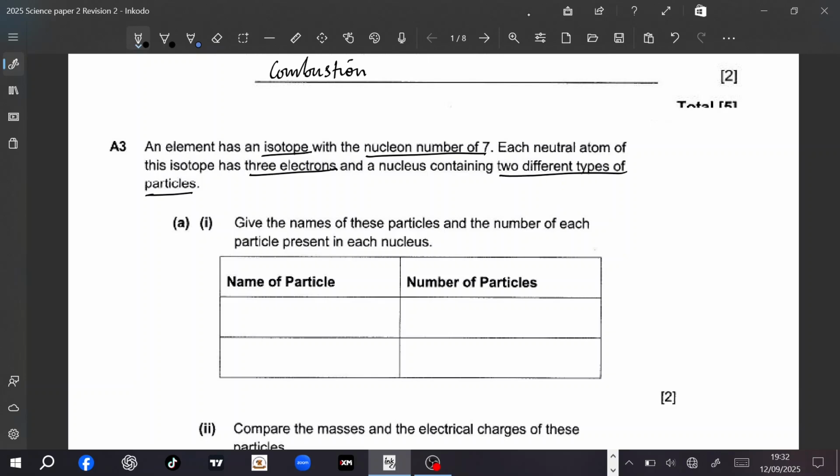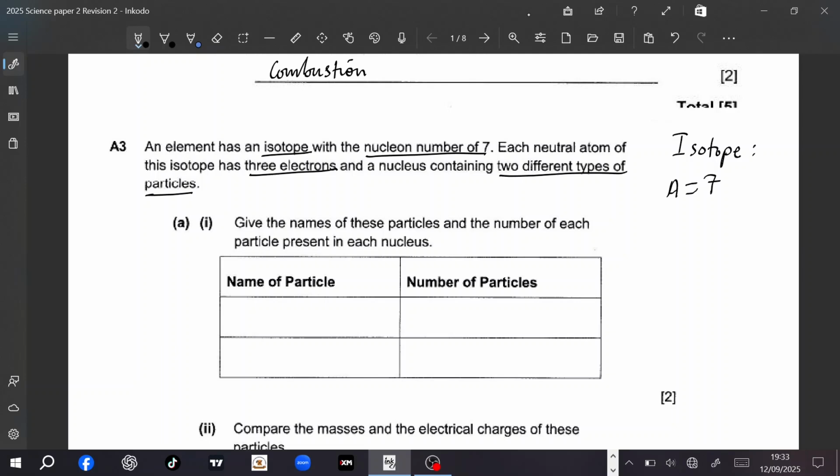In this statement itself, we have gathered that we have an isotope, and then we need to understand what isotopes are. Then this isotope that we have, it has a nucleon number. Nucleon number is the same as the mass number, which is represented by capital A sometimes, which is equal to 7.